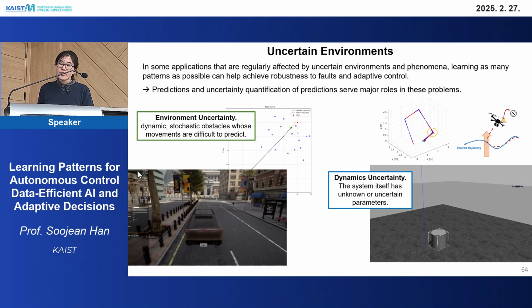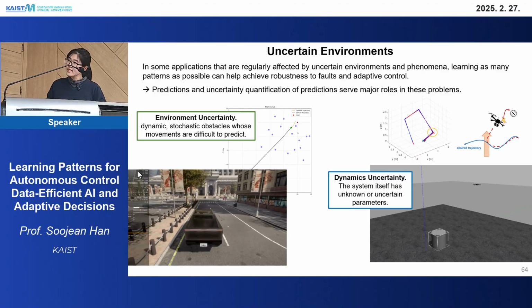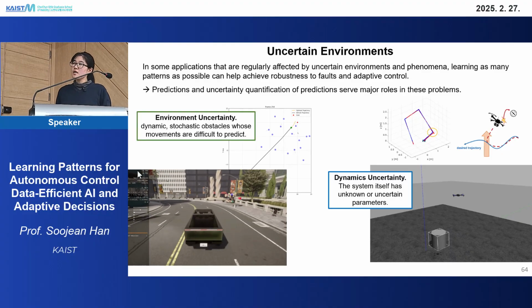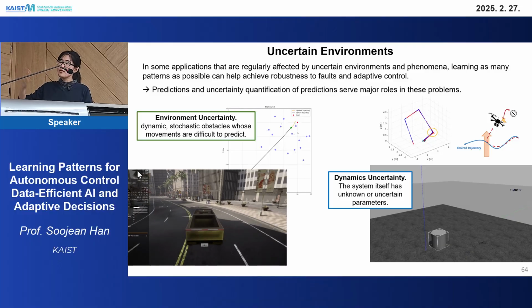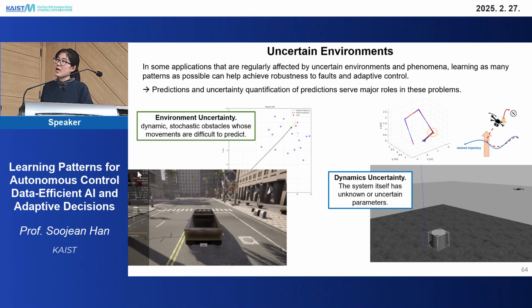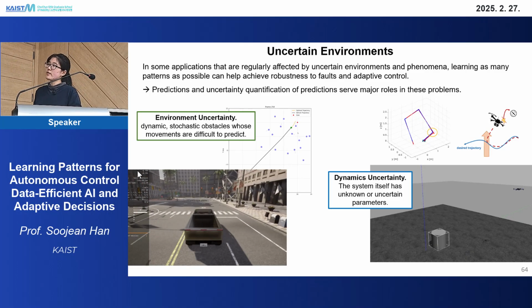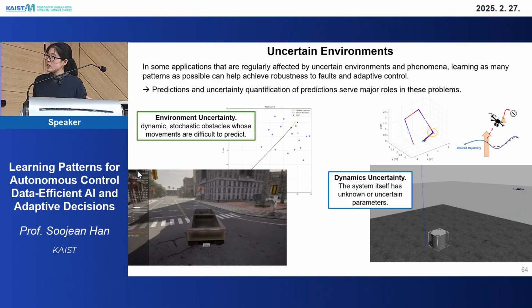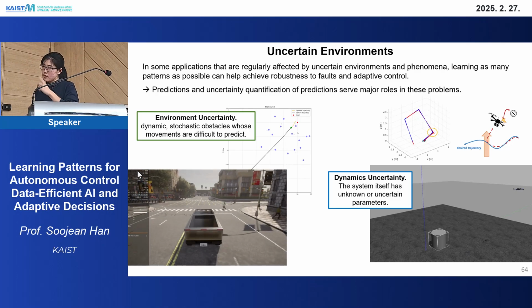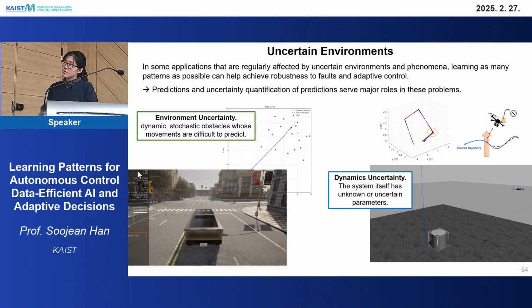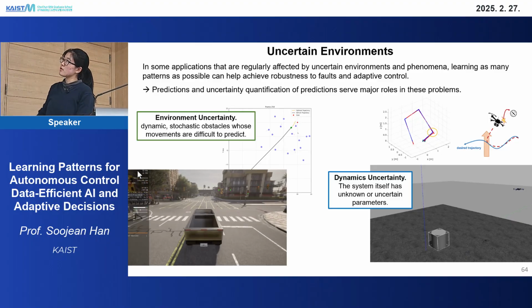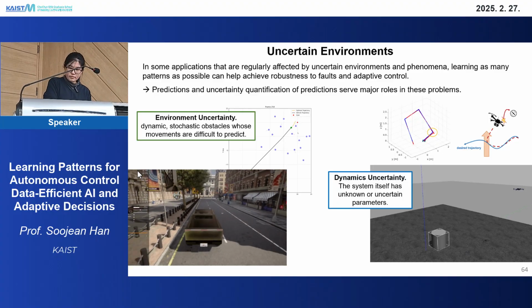In many applications that are regularly affected by uncertain environments, learning as many patterns as possible can help achieve robustness to faults. And because there's a lot of uncertainty involved, we can't obtain exact predictions, which is why uncertainty quantification, or our confidence about the prediction that we obtained, is going to be very important here. So here are just some simple examples, like autonomous driving. Pedestrians and other obstacles are often a source of uncertainty, as well as drone flights. So in the case of drone flight, we have dynamics uncertainty because maybe it might suddenly break. The rotor might suddenly degrade and fail.